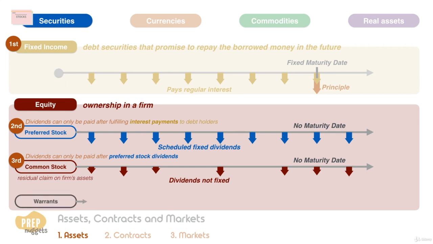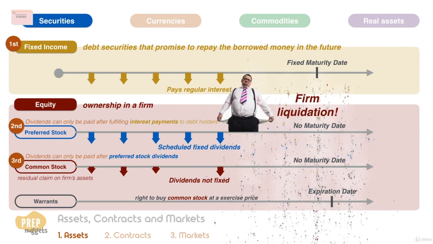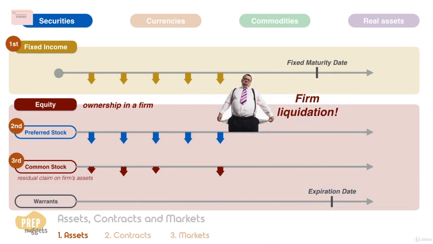Warrants are similar to options in that they give the holder the right to buy a firm's common stock at the stated exercise price prior to the warrant's expiration. Warrants are considered equity because they are issued by the company and can potentially become equity if the holder exercises the right to purchase. In the event of firm liquidation, the priority for payouts also applies in this situation. Debt holders have priority over preferred stockholders, who in turn have priority over common stockholders.